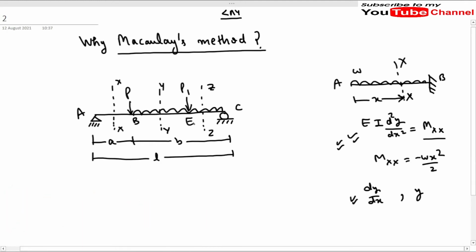So we have to take 3 sections, and the important thing in this Macaulay method is that we will write a combined equation. We will write a combined equation for MXX, so you can write it as a single equation for the whole beam. Then we will integrate this equation for finding our dy by dx equation, and then we will integrate the equation again for finding the equation for deflection. So let us see how we will do this.